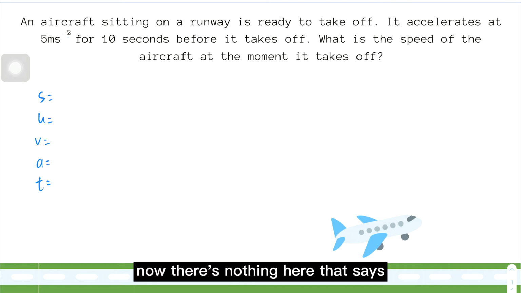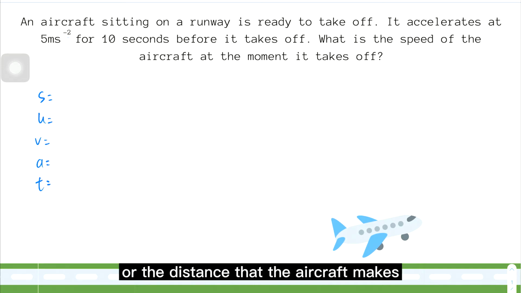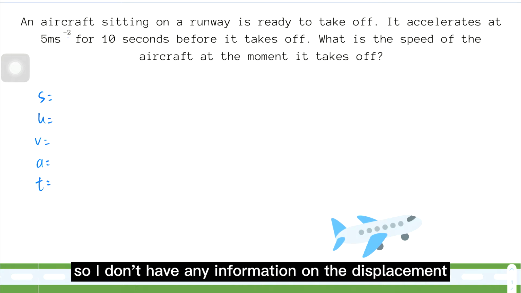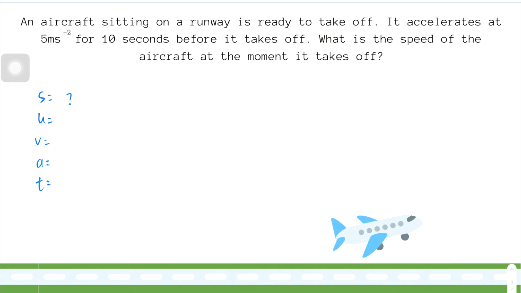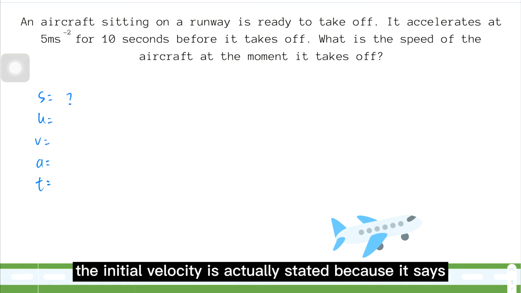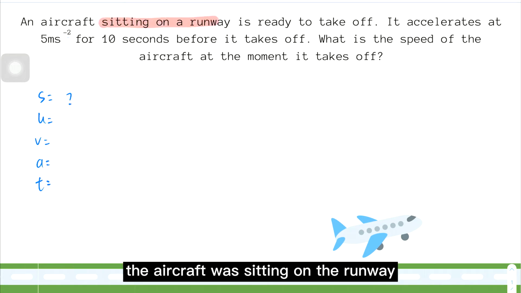Now, there's nothing here that says anything about the displacement or the distance that the aircraft makes. So I don't have any information on the displacement. What about the initial velocity? The initial velocity is actually stated because it says the aircraft was sitting on the runway. If it was sitting on the runway, that means its initial velocity was 0.